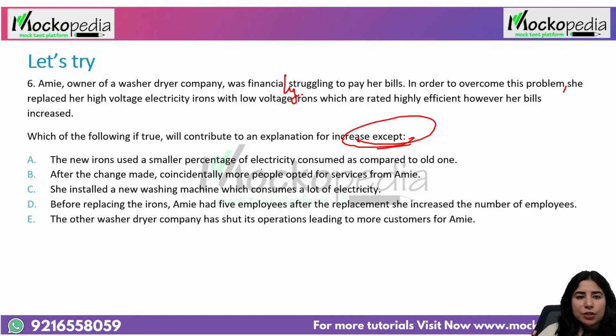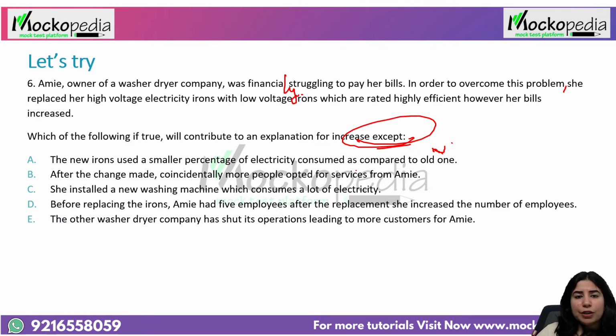The new irons use a smaller percentage of electricity as compared to the old ones. So if you look at this answer choice, this is not helping us understand why it is happening. So this can behave like a possible answer. But let's take a look at all the options and then finalize.